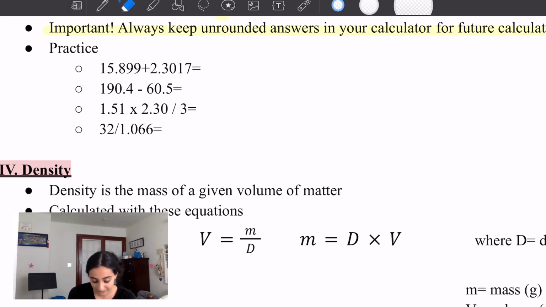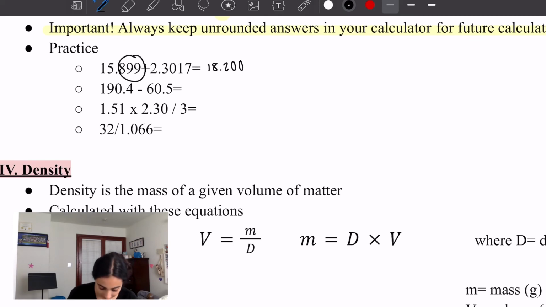So our first practice, we're going to be adding 15.899 plus 2.3017. And this is a single operation problem, and I'm not going to write the unrounded version, but I'll just say it: 18.2007, but we want to round to 18.200 because of the 3 digits after the decimal place in 15.899.